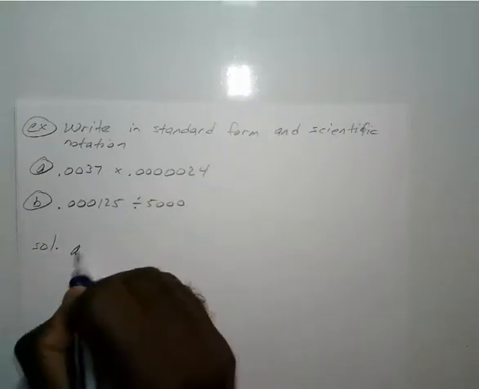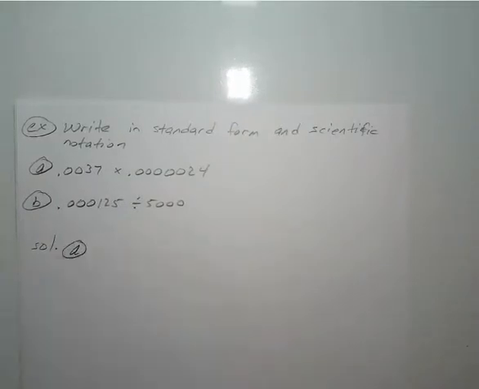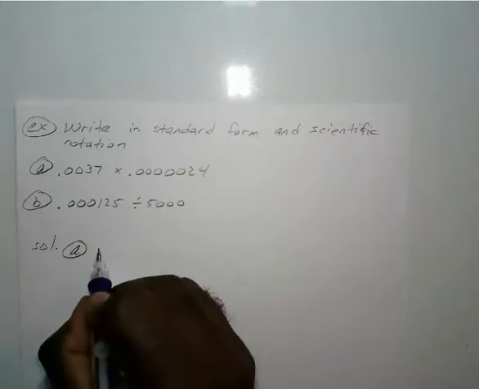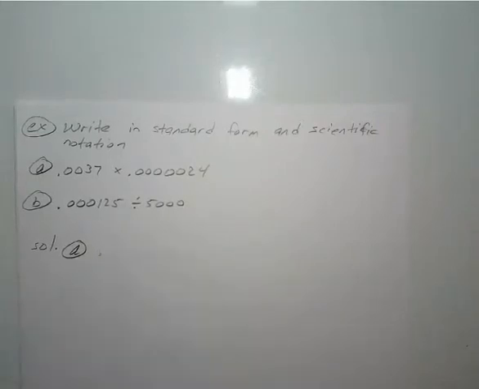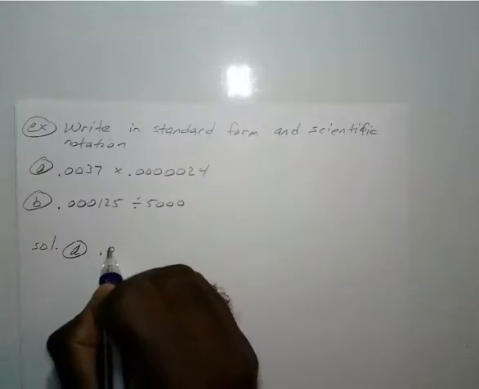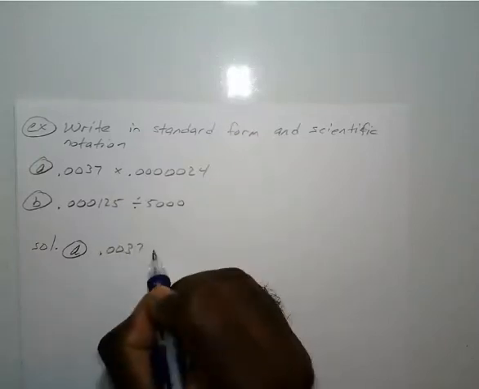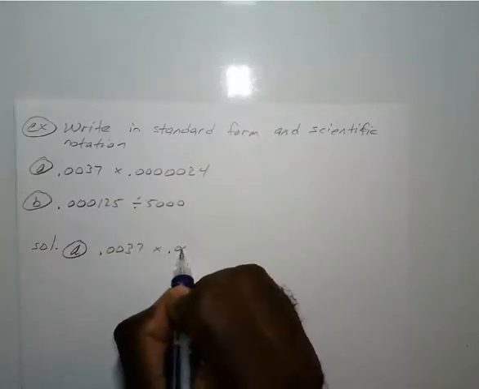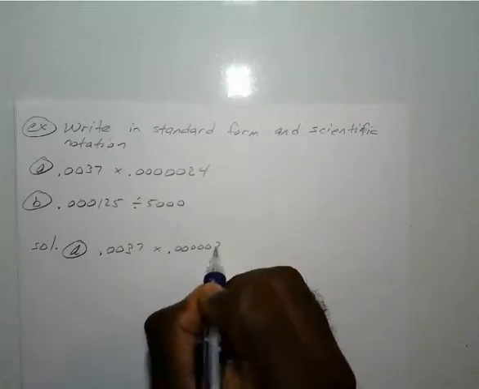Okay, so for problem A, you have 0.0037 times 0.00000024.